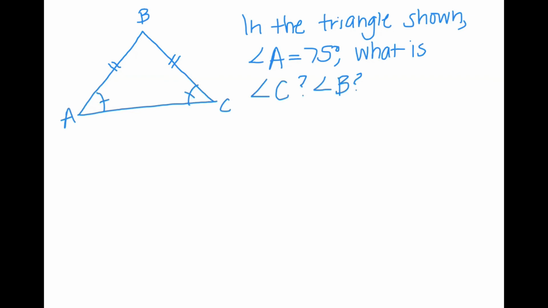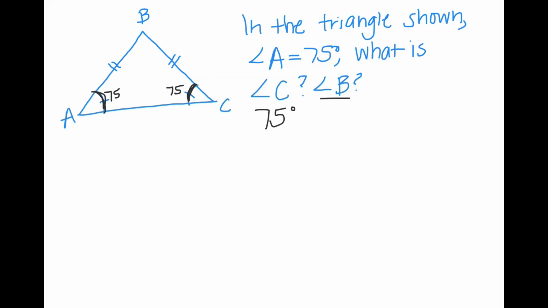Remember I told you that all the angles in a triangle add up to 180 degrees, right? So here, angle A, I'm going to change the color to not confuse us. Angle A is 75 degrees. Because this is a base angle, it is equal with this one because this is an isosceles triangle. This one is also 75 degrees. So the answer for C is 75 degrees.